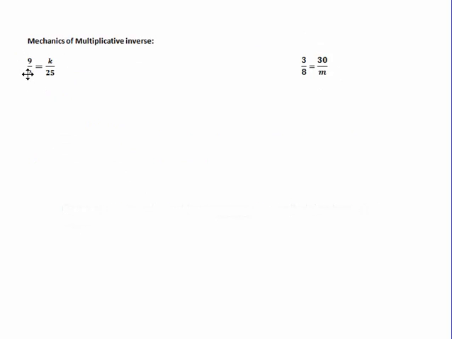Here we have 9 over 2 equals k over 25. So we want to find the value of k here. The best way to find the value of k is simply to multiply both sides by the denominator of the right-hand side, so it's times 25, times 25. And now we're left with k on the right-hand side.